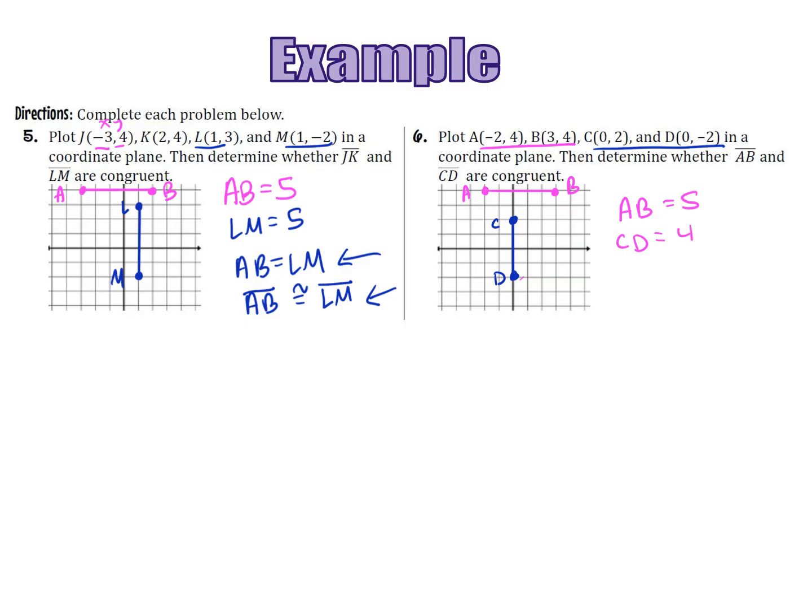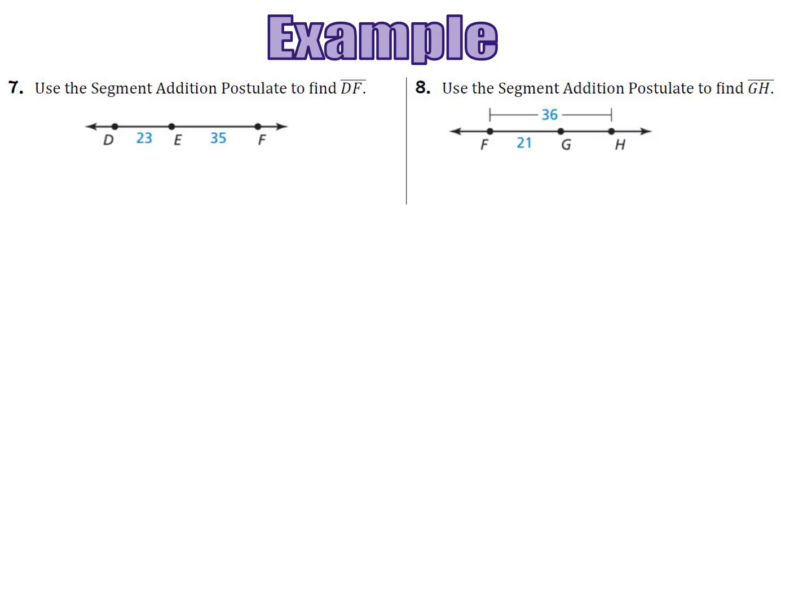I said 4, but I wrote 5. Those are not equal, so I could say that AB is not congruent to CD. Let's look at a couple more examples. Okay, here on 7 and 8, we're going to look at the segment addition postulate.